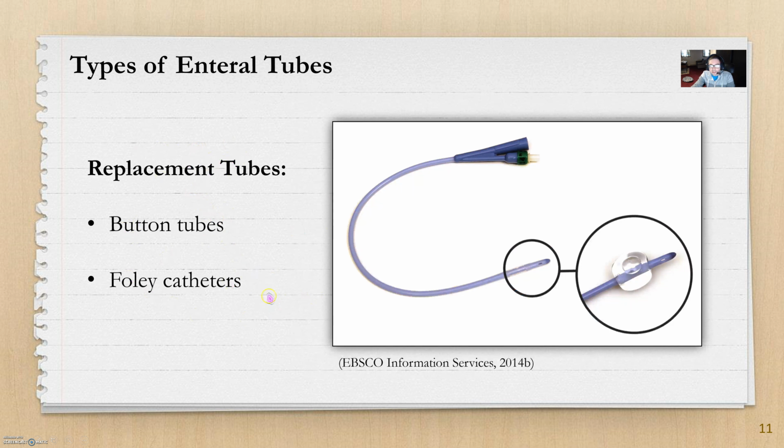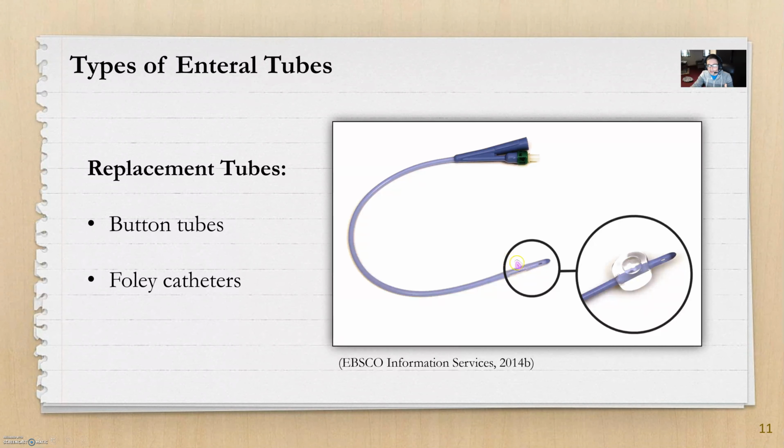And then the replacement tubes. So we have the button tubes and the Foley catheters. The button tubes is what I was talking about before with that gastric tube where it just ends off in a button. Once again, you see it a lot in kids usually, but you'll also see it in elderly patients who've been on tube feeding for a very long time, or not even elderly, just adults who've been on tube feeding for a very long time. It's a better quality of life. It's a better form of feeding.